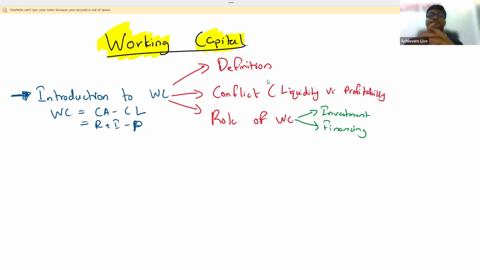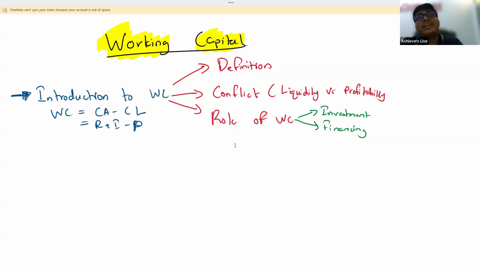What is the factor which is mainly affecting the investment decision? Your risk appetite, the risk appetite of the manager. You can be an aggressive manager or a conservative manager. If you are an aggressive manager, you will keep less as working capital. If you are a conservative manager, you will keep more as working capital.